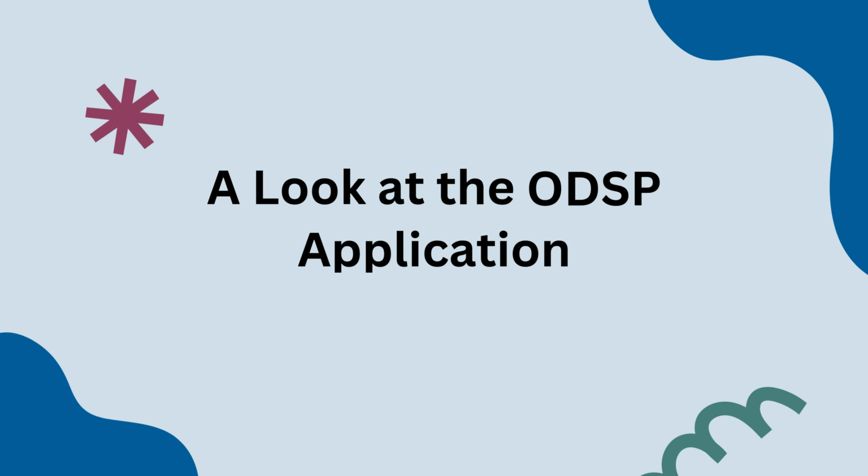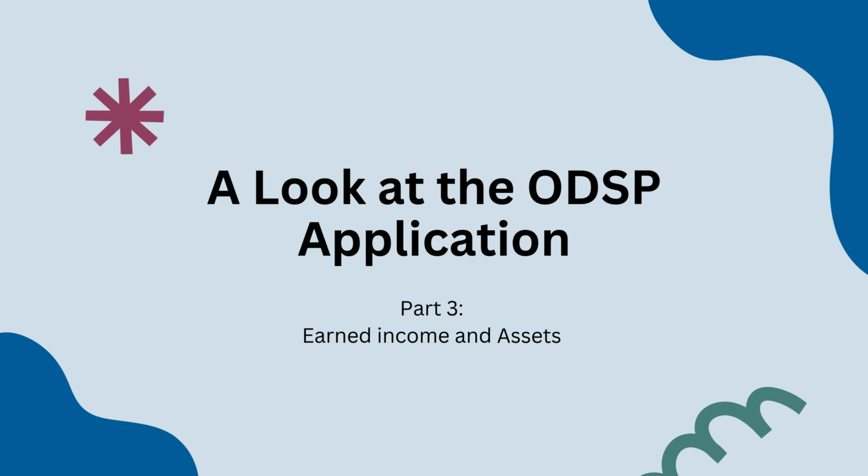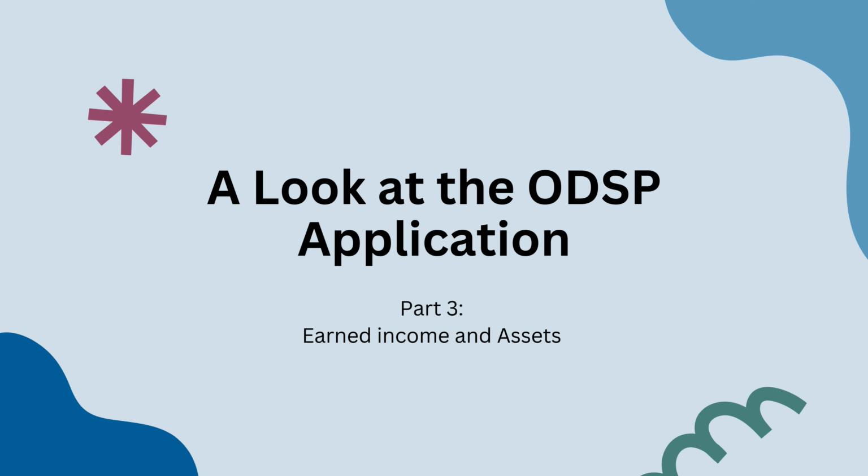This is video 3 in a 4-part series on ODSP, a look at the application. In this video, we will look at the information requested in the section on earned income and assets.